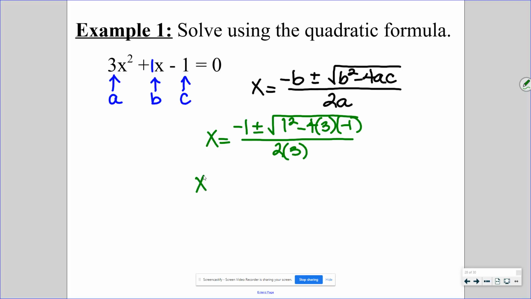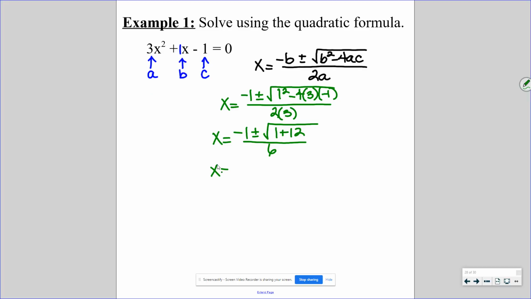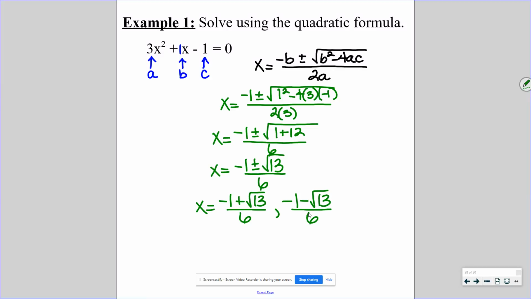So I would set it up like this, and I would start working through to simplify under the radical first, which would be 1 plus 12. And maybe just 2 more steps, I could add 1 plus 12 and make it 13, which does not simplify. And then we could also just state that this does represent 2 different solutions, one with a plus sign between and one with a minus sign between. So you have 2 different answers for this quadratic equation.